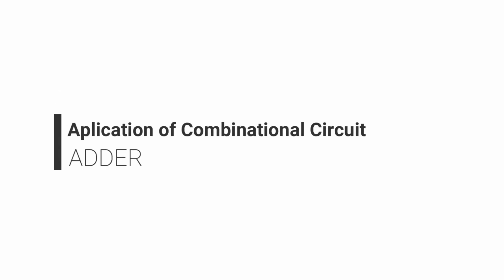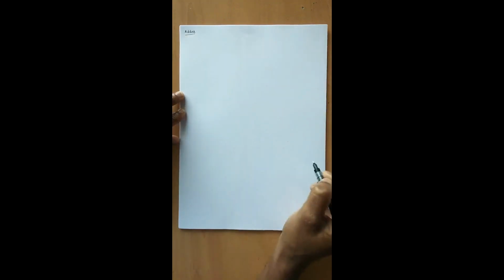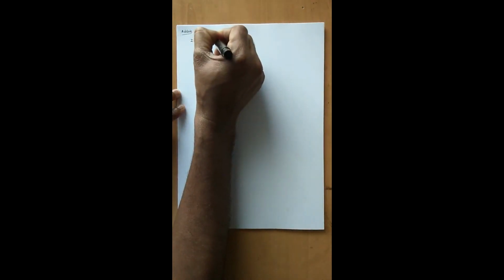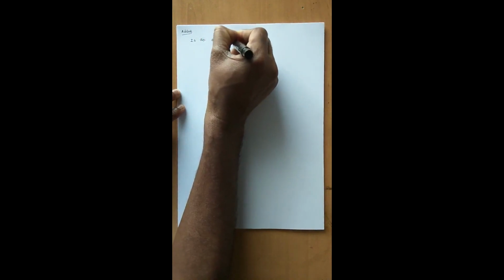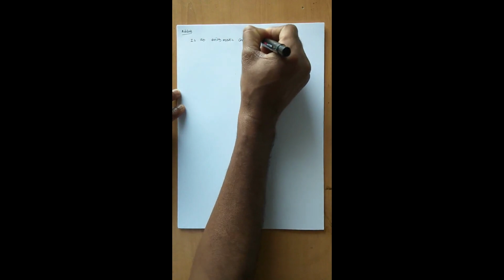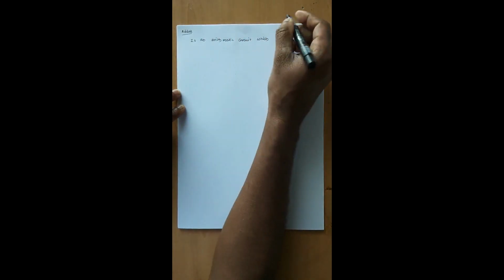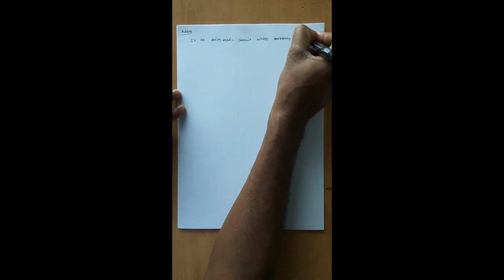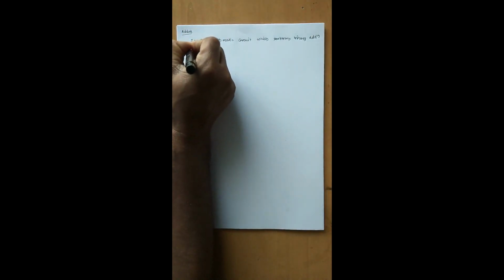Students, in today's video we are going to see another application of combinational circuits, which is an adder. What is the meaning of adder? An adder is an arithmetic circuit which performs binary addition of inputs. This is a simple definition of an adder.